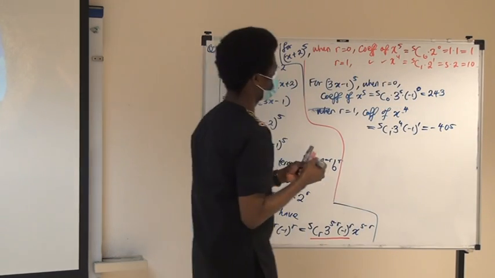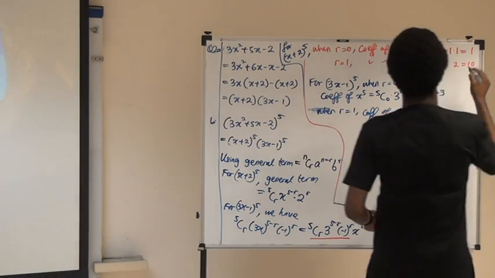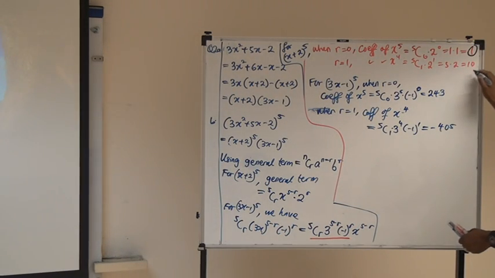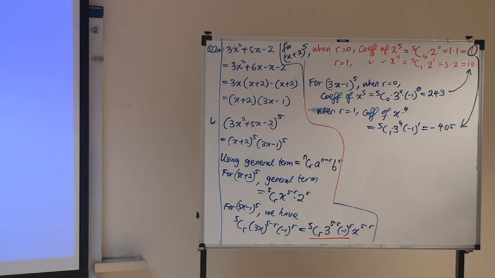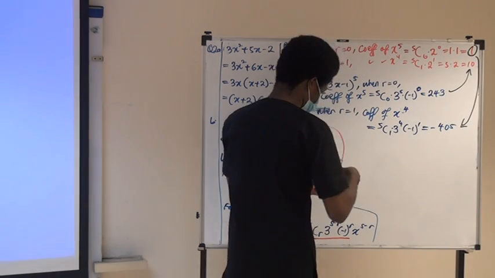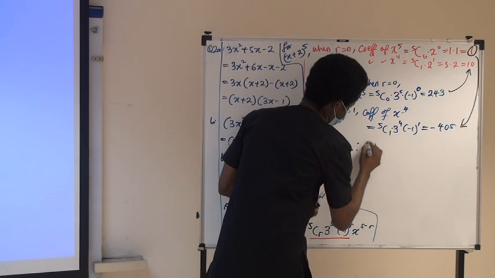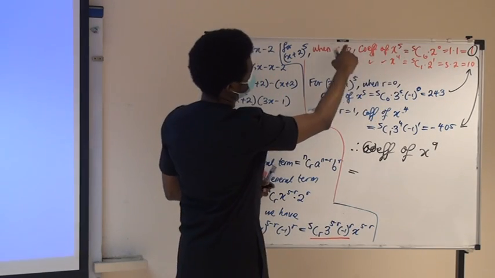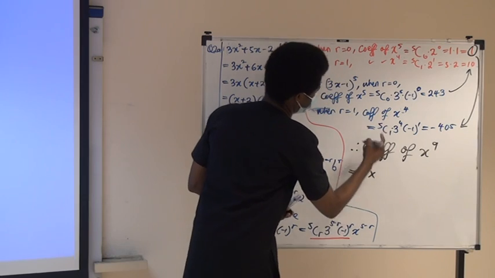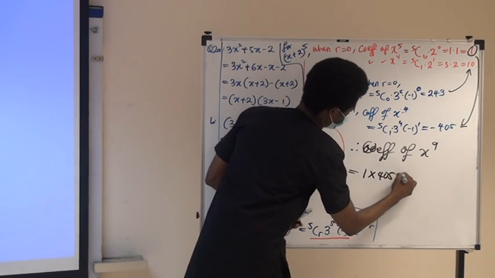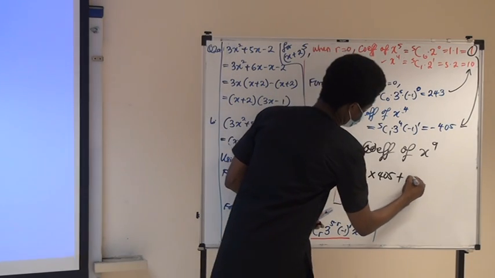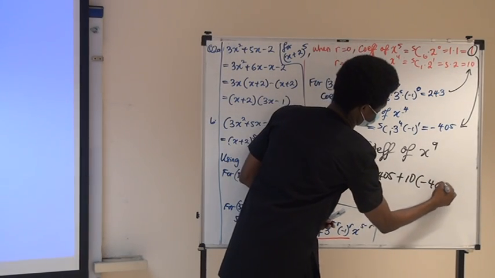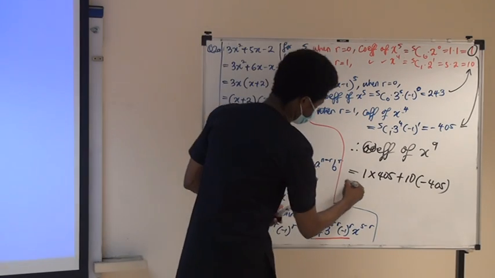Negative 405. So what exactly do we need? We need 5 here and 4 here, right? Then we need the 4 here and the 5 here to get x to the power 9. Okay? So therefore, the coefficient of x to the power 9 will be 5 in the first one times 4 in the second one, plus 4 in the first one times 5 in the second one. Right? And what is that?